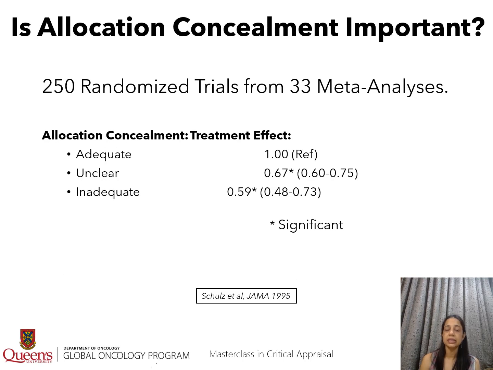Is allocation concealment important? This study looked at 250 randomized trials across 33 meta-analyses. They found that when allocation concealment was adequate, the study reported no treatment effect. Whereas in studies where allocation concealment was either unclear or inadequate, the treatment appeared to be significant.